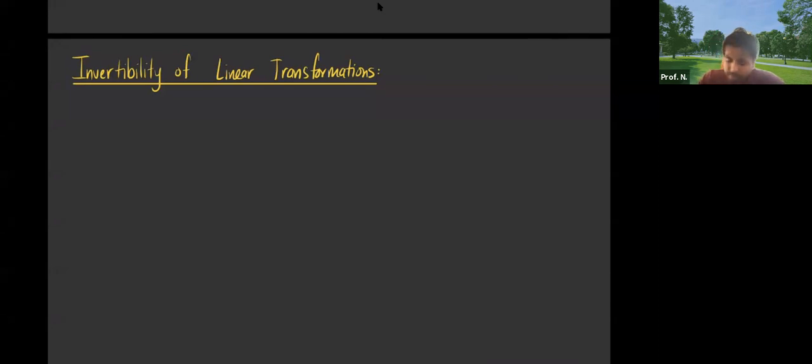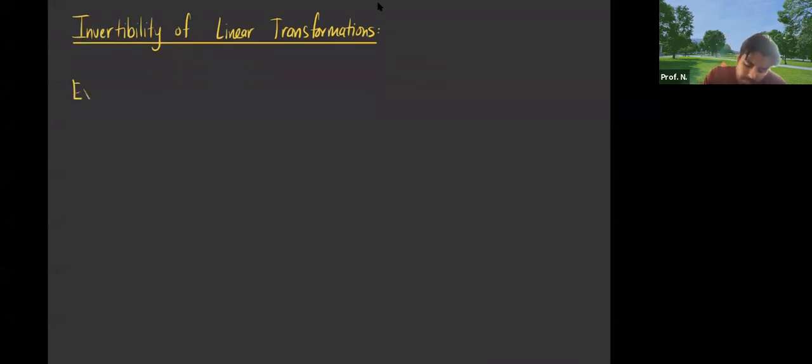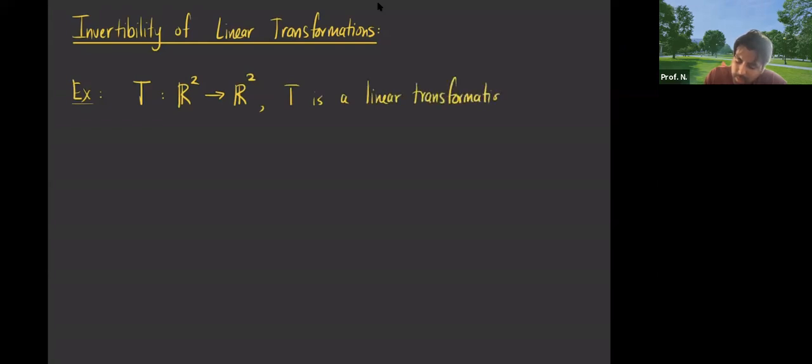For example, let me give you a linear transformation T from R2 to R2. T is a linear transformation, so I have to specify that, because not all transformations are linear. I just want to make sure that's clear. You can have a transformation that's not linear.